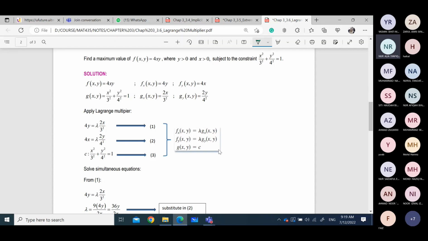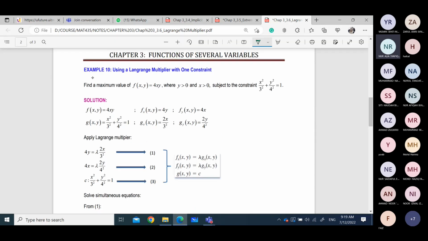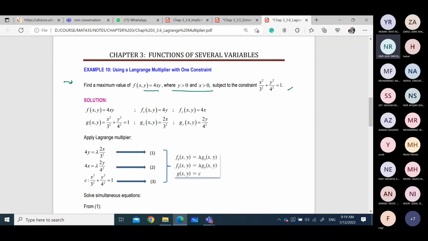Okay, look at this example. Example 10. Using a Lagrange multiplier with one constraint. Okay, so the question asks you to find the maximum value of a surface f(x, y) where y is greater than 0 and x is greater than 0, subject to the constraint x squared over 3 squared plus y squared over 4 squared equals 1. Okay, so first, as a solution, the first step is we need to set up the three equations. So how to set up?